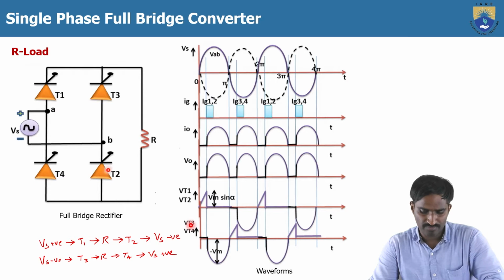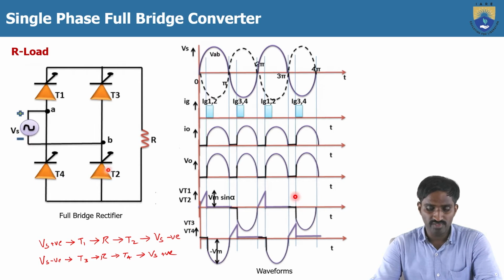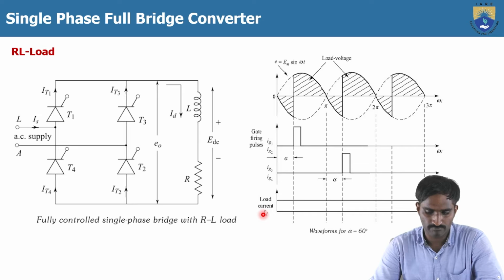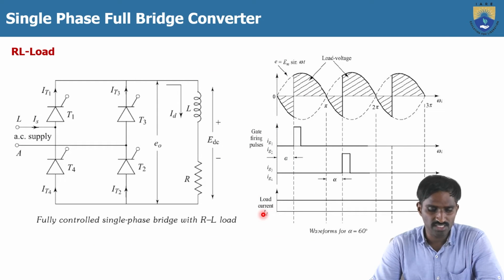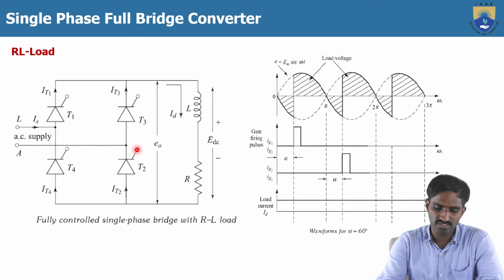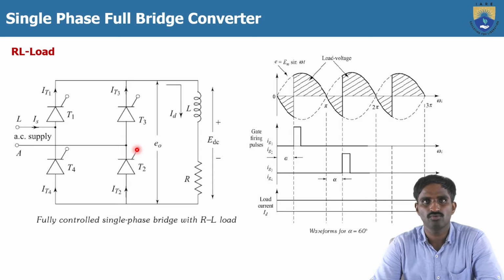Similarly, we will discuss the RL load. This is the same single phase full bridge converter with RL load. We have already discussed the midpoint converter with RL load. Here the output waveforms are more or less the same, but the operation is a little different, because the midpoint converter has only two thyristors, while the full bridge converter has four thyristors.